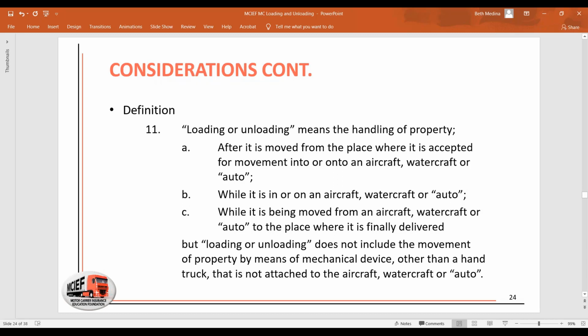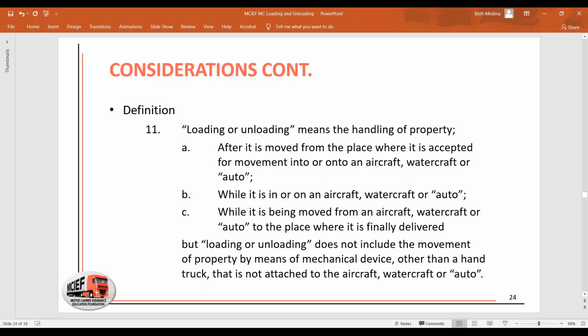Loading and unloading means the handling of property, again, that was 7, after it's moved from the place where it is accepted. So what we're saying here is, if you go back and think about what we did in exclusion 7 a couple of slides ago, it said before the move in the auto policy. Now this is after. This is how it works together. So what it says in the auto policy is we exclude it until you touch it, and now that the motor carrier has touched it, the general liability policy now excludes it.